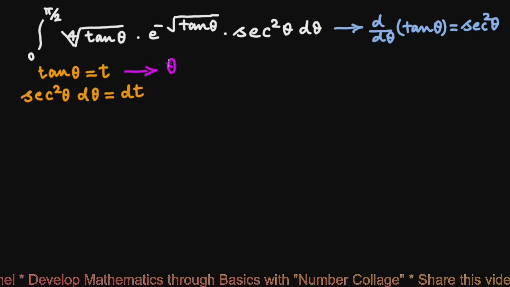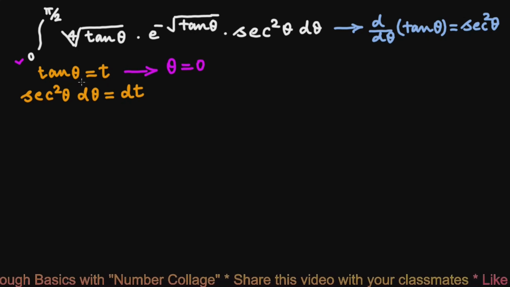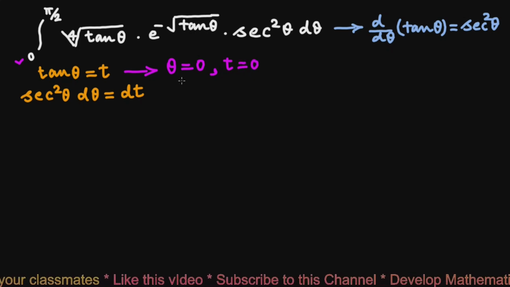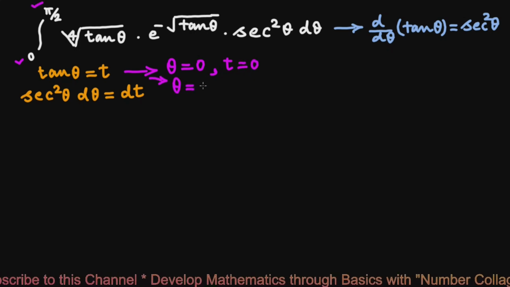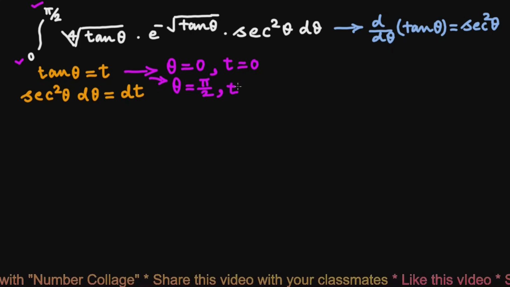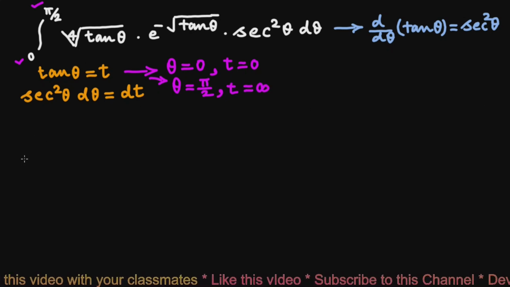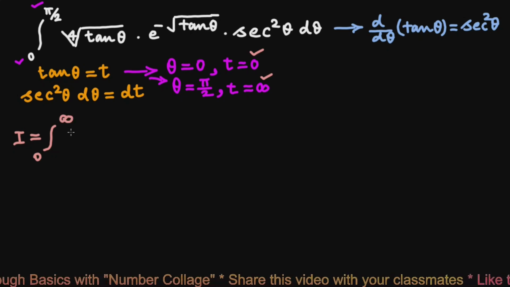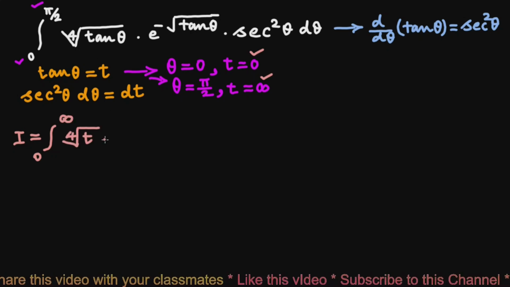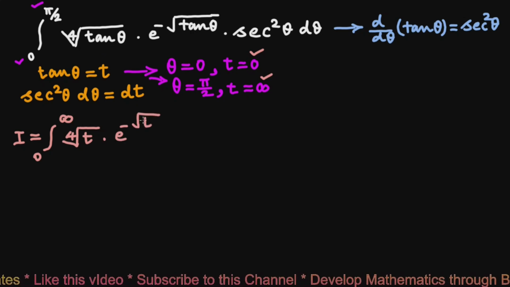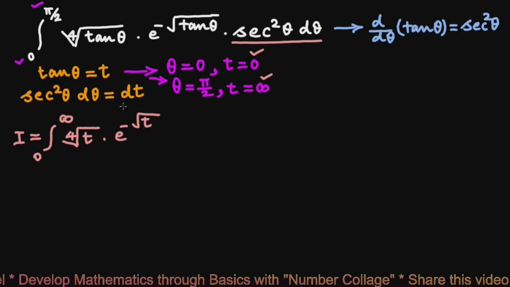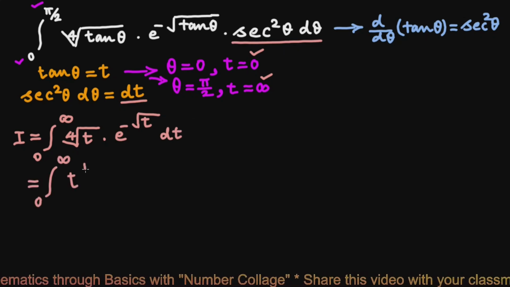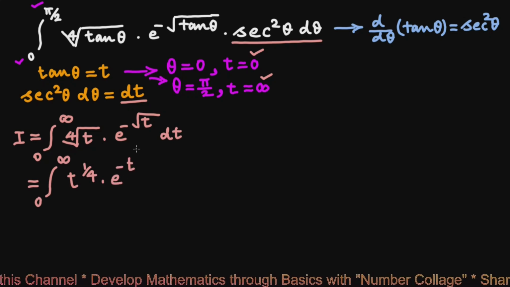In this substitution, when theta is 0, tan 0 will be t, but tan 0 is 0, so t will be 0. Secondly, when theta is pi by 2, tan pi by 2 is infinity, so t will be infinity. So for this integral I, the new limits of integration will be from 0 to infinity, 4th root of tan theta is t into e raised to minus root t, and for sec square theta d theta we will write dt. Rewriting this, the integral from 0 to infinity of t raised to 1/4 into e raised to minus t raised to half dt.